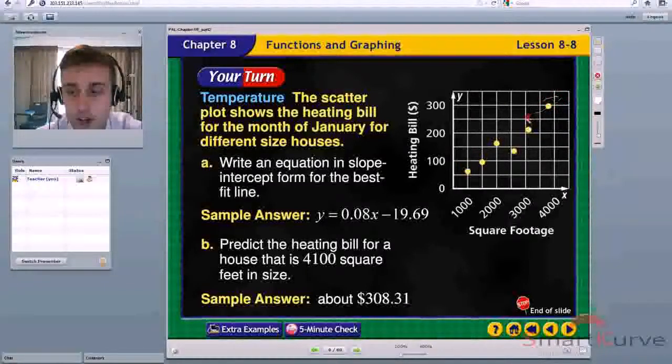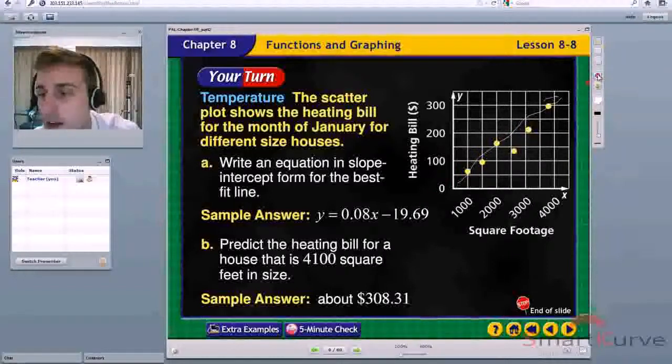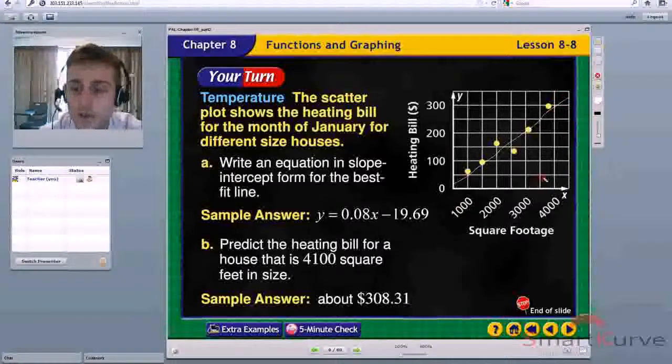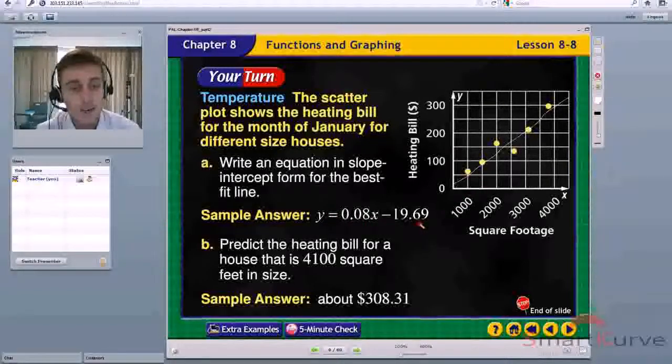If we wanted to draw it straight down like that, that is not a straight line. Do straight up. You choose 2 points. Depending on the 2 points, you will get around a different answer. So y equals 0.08x minus 19.69 is a possible answer.